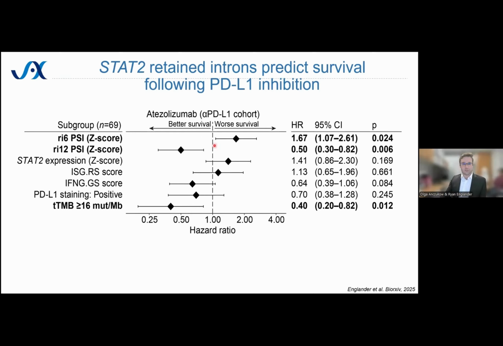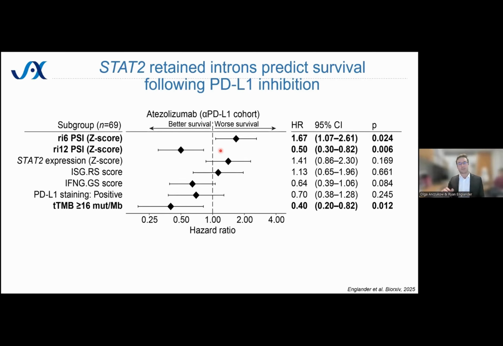And so this survival picture was quite striking to us. It was a little bit surprising that retained intron 6 and 12 actually had different predicted effects on survival. And so we thought, well, if retained intron 12 is predicting better survival and retained intron 6 is predicting worse survival, maybe it's the difference between the two that is the strongest predictor of survival that we could have. And so for each patient, we calculated the difference between the splicing of intron 12 and intron 6. So we took the level of retention of intron 6 and subtracted it from 12, such that a higher level meant more intron 12 relative to 6.